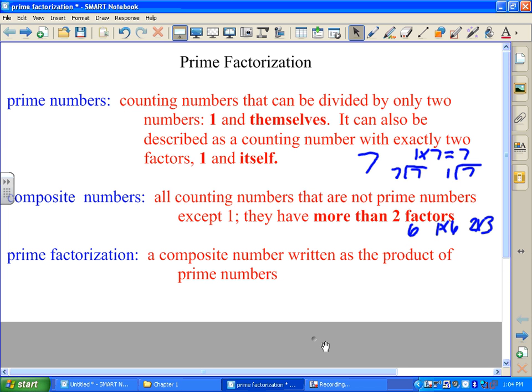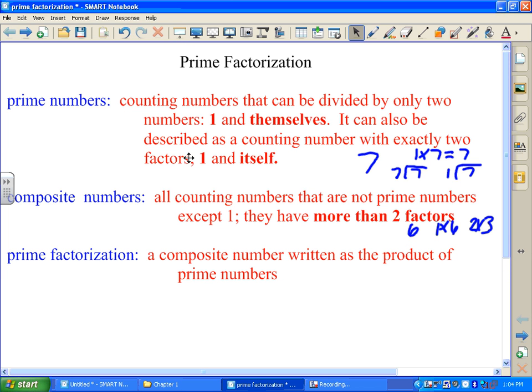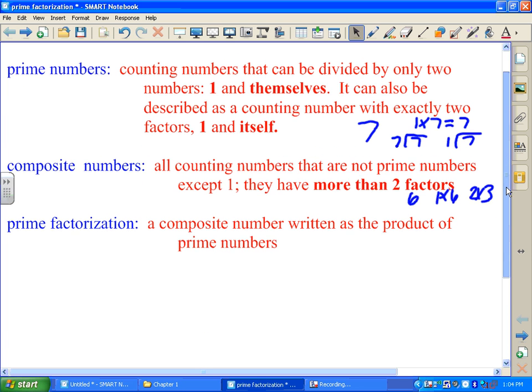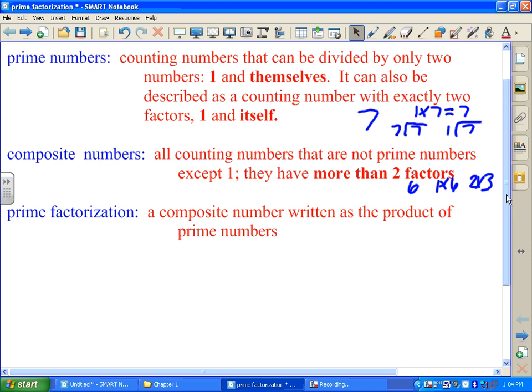The final word is prime factorization. Okay. Now, prime factorization is where a composite number is written as a product of prime factors. Product means the answer to a multiplication question. So you're going to rewrite a number using multiplication of only prime numbers to come to that number.